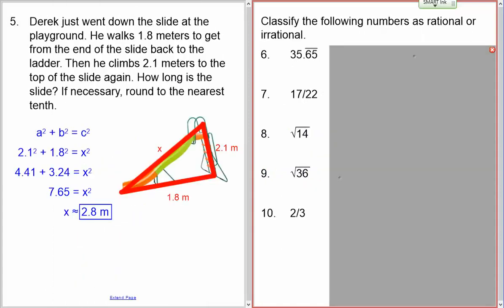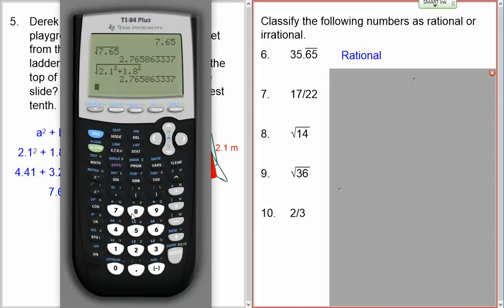All right, moving on to the next part here. Rational and irrational numbers. Classify the following numbers as rational or irrational. Well, that is a repeating decimal, 35.65 repeating. All repeating decimals are rational, because I can write that as a fraction. Specifically, that fraction would be 35 and 65/99. See? There it is, 0.65 repeating.